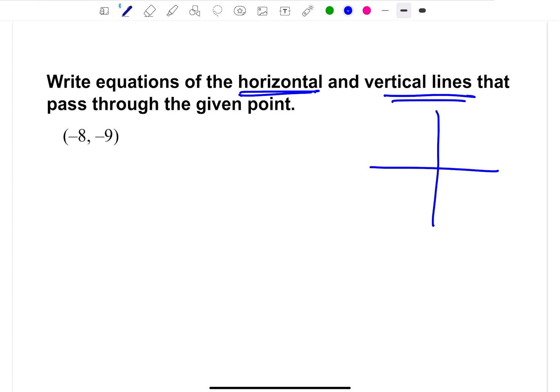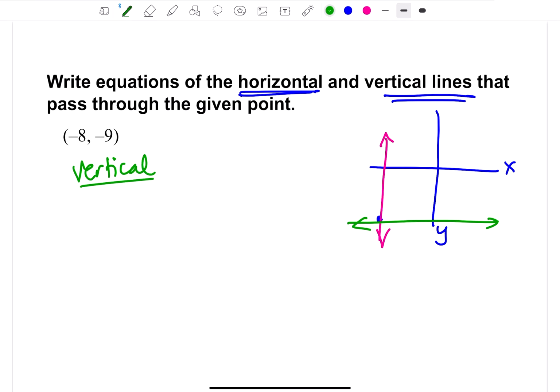Let's quickly go ahead and graph this point to get some idea. So this negative 8, negative 9 is about here, just by estimate. So to write an equation of a vertical line that passes through it and a horizontal line that passes through it: the vertical line that passes through it is going to have the equation x equals negative 8. And the horizontal line that passes through this point would be y equals negative 9.